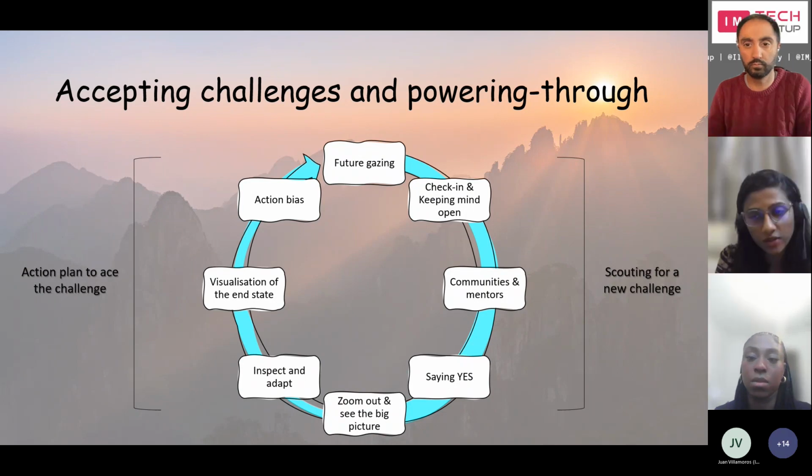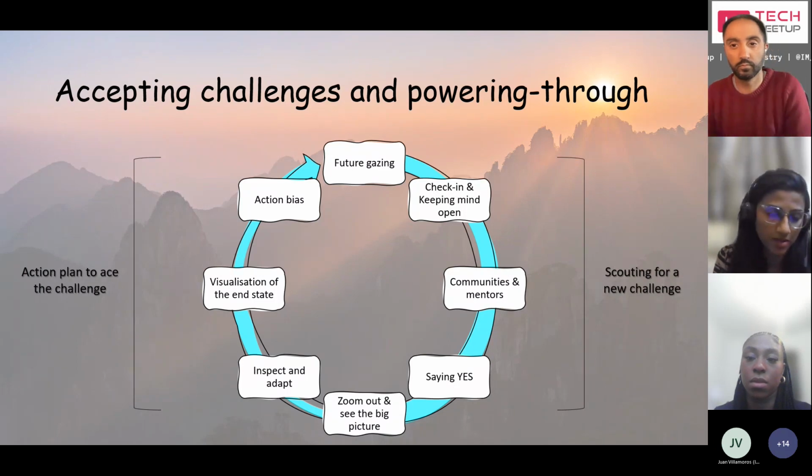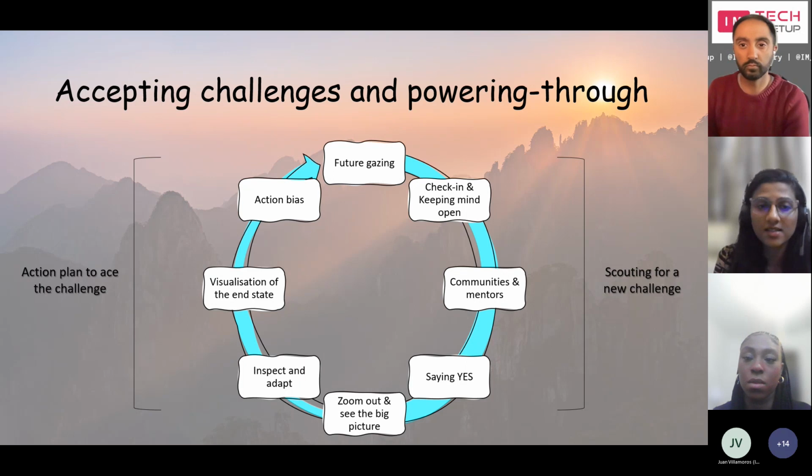So ensure you compare notes with similar role people or even outside of the box. You will get great insights.